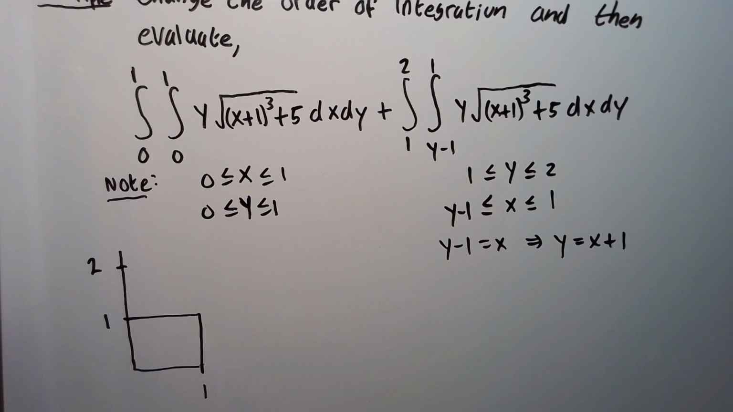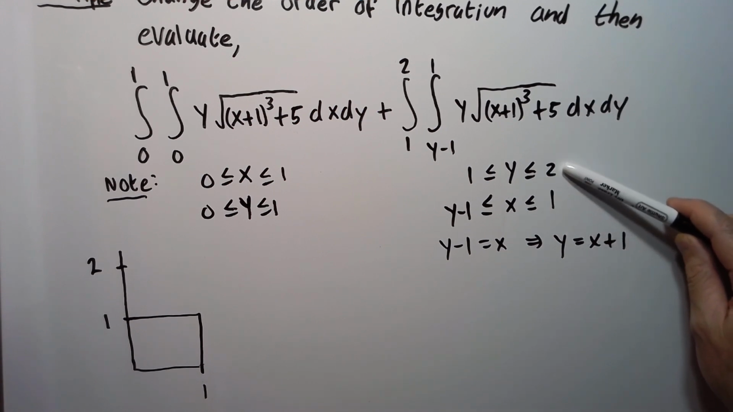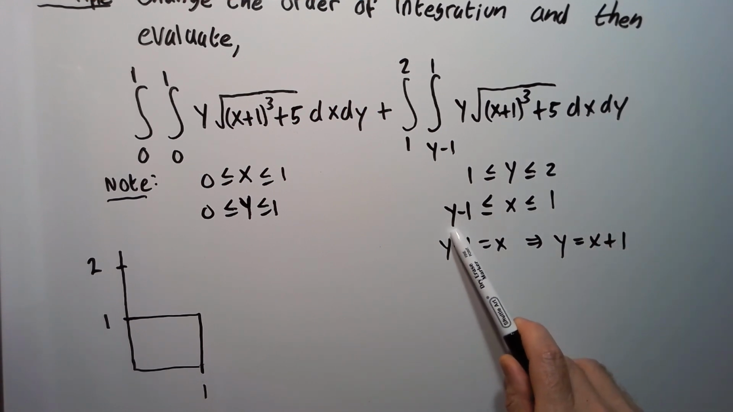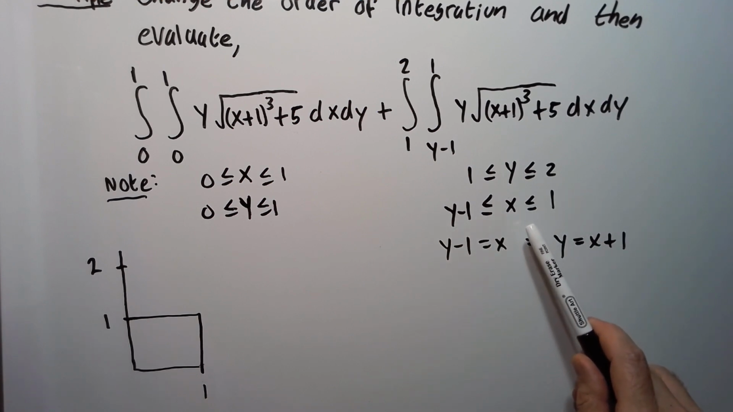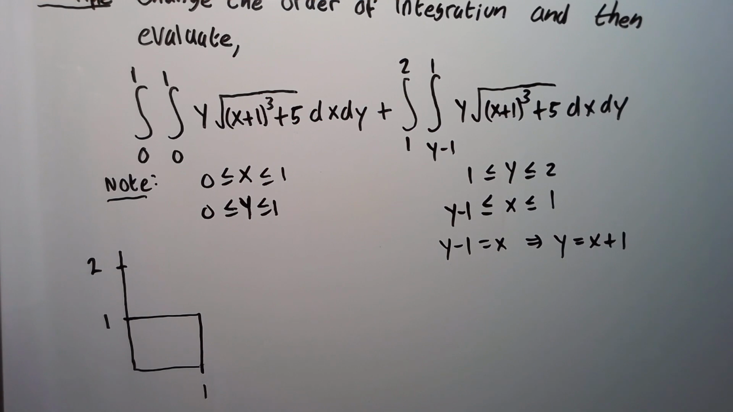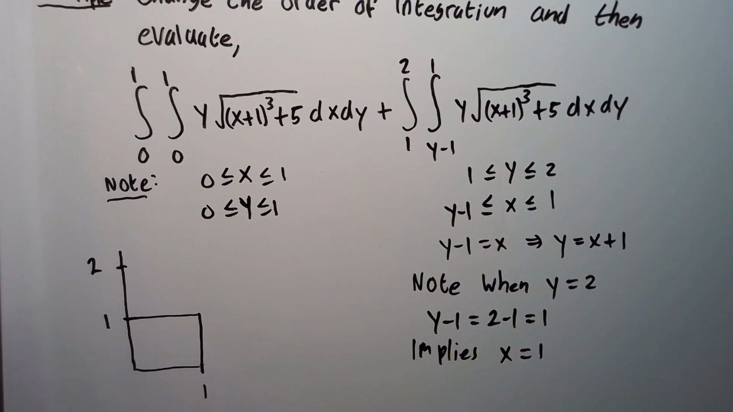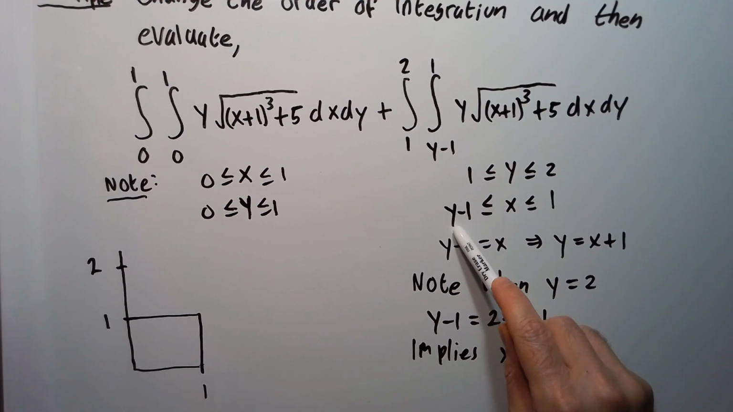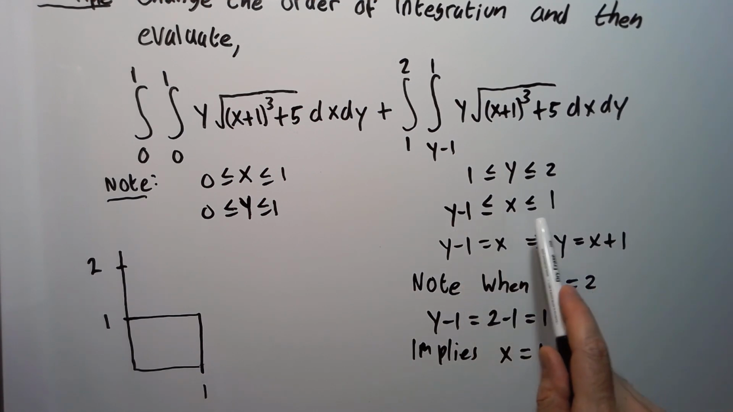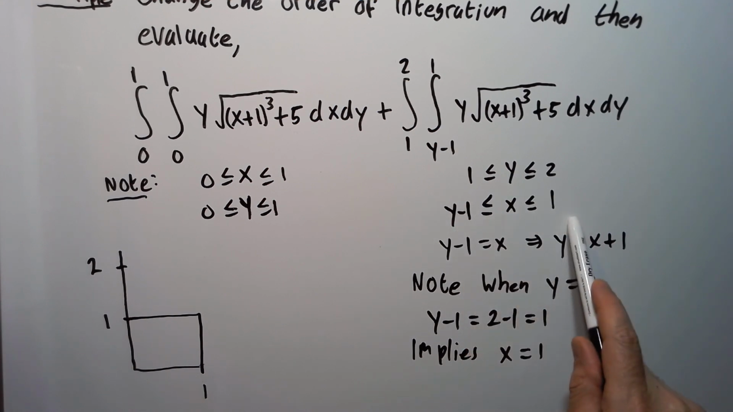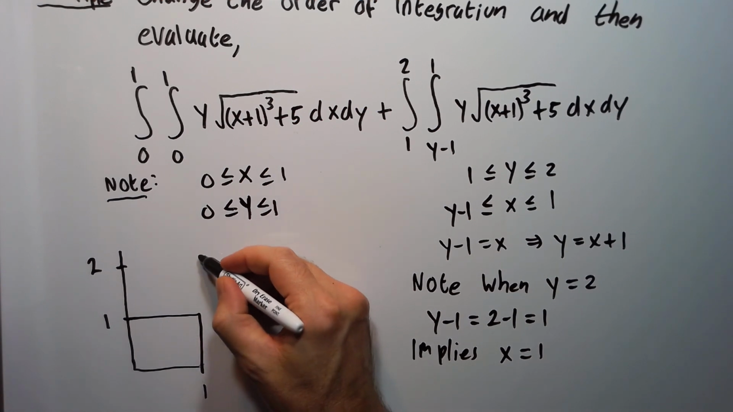So I put my 1 to 2 here for the y. So note when y is 2, putting 2 in place of y, then y minus 1 would be 1. But x is between y minus 1 and 1, so y minus 1 is 1, and you've got 1 on this side, that forces x to be 1. Okay, so we know then you'd have a point right here.